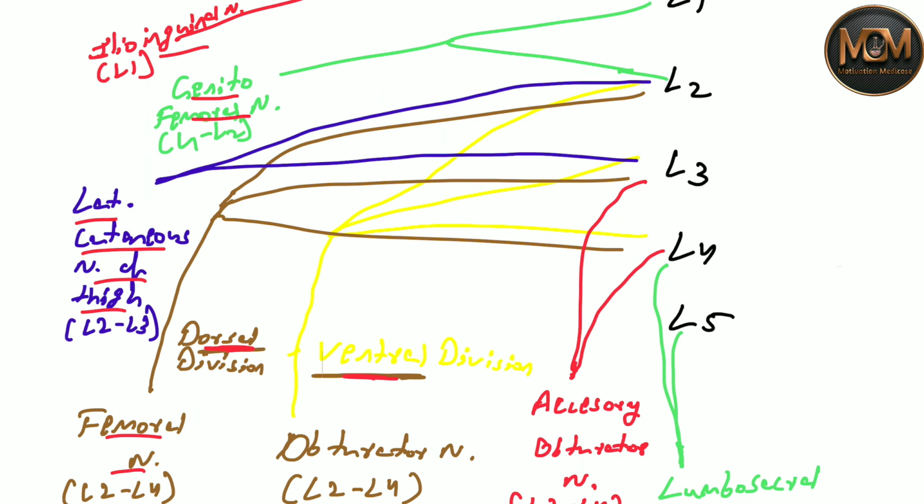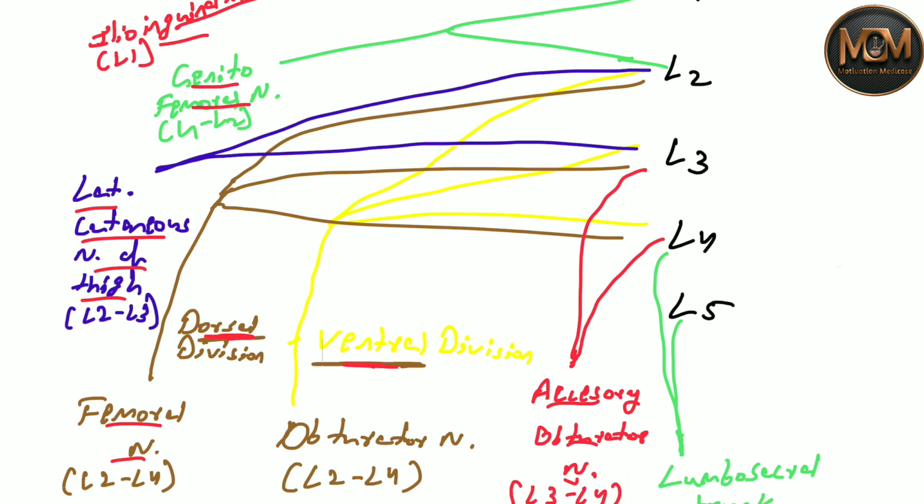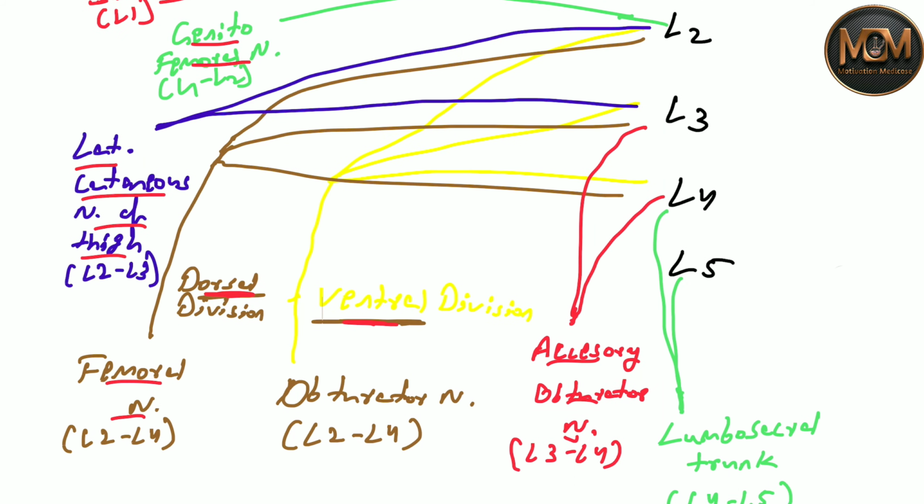After this, L3 and L4, you have to take one pair at a time. So L1 L2 we have taken, L2 L3 we have taken. Now L3 L4 will give the accessory obturator nerve, and L4 and L5 will form the lumbosacral trunk.